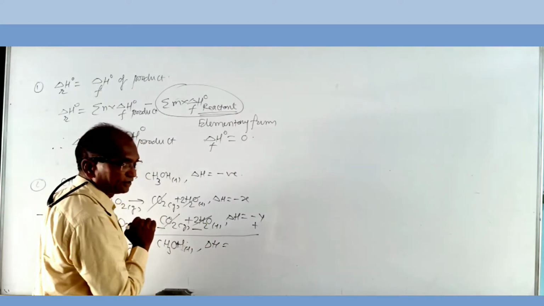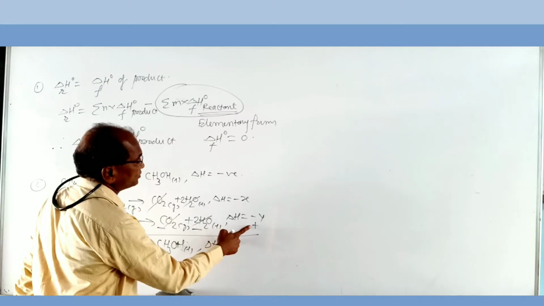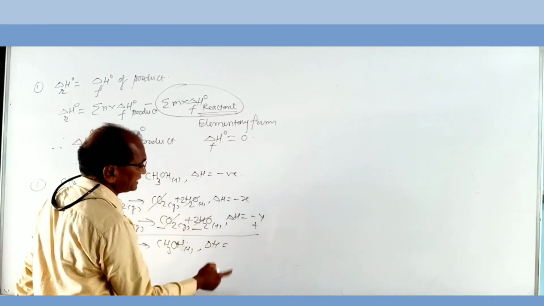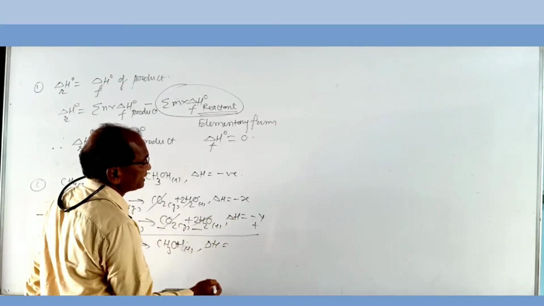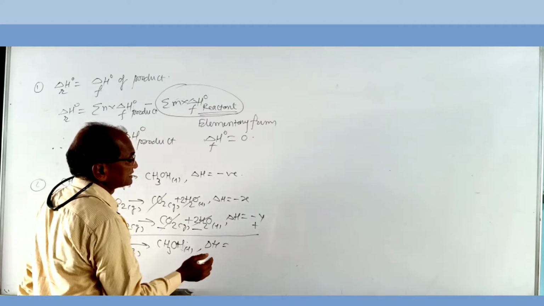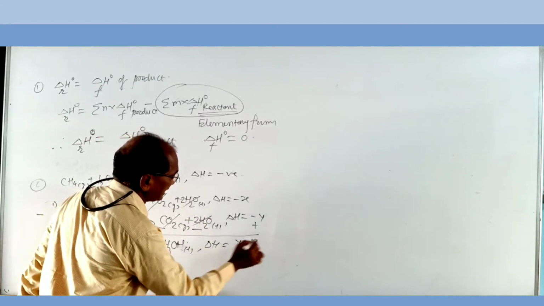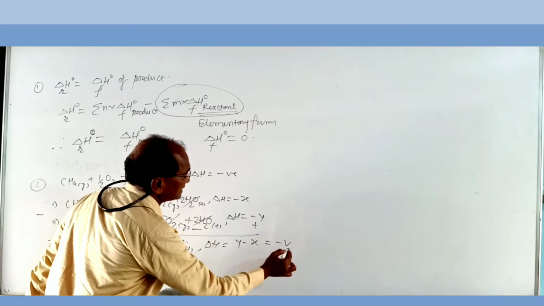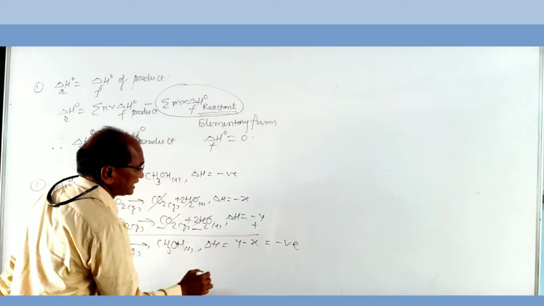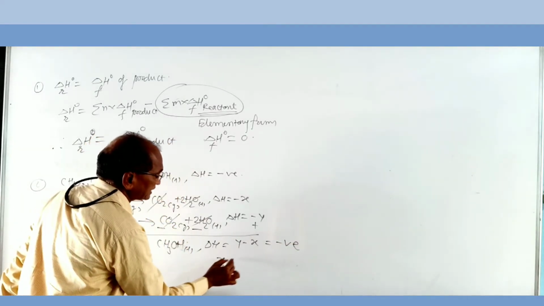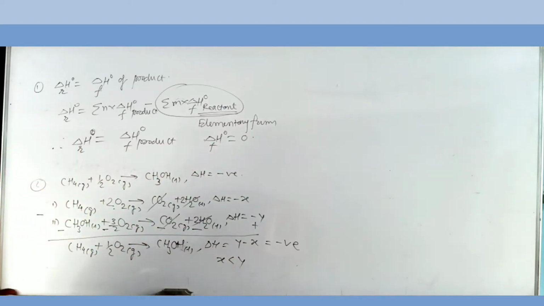The delta H is Y minus X. The answer must be negative. When it is negative, X is less than Y. Therefore, our answer is B. The correct answer is B.